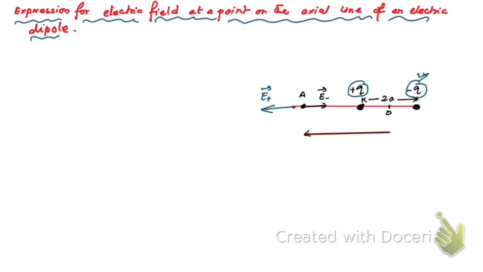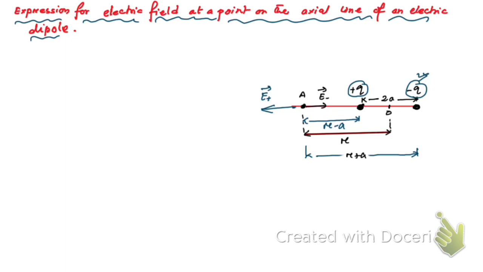Okay, so now let us consider that the distance of the point A from the origin is, suppose, R. Then what will be the distance of this point A from the positive charge? This is a, and this is also a, that's why the dipole length is twice a. So the distance from the positive Q charge to the point A is R minus a. And the distance of the point A from the minus Q charge will be R plus a, because this distance is R, then this part is a, so that must be R plus a, right? Hope you have understood this.